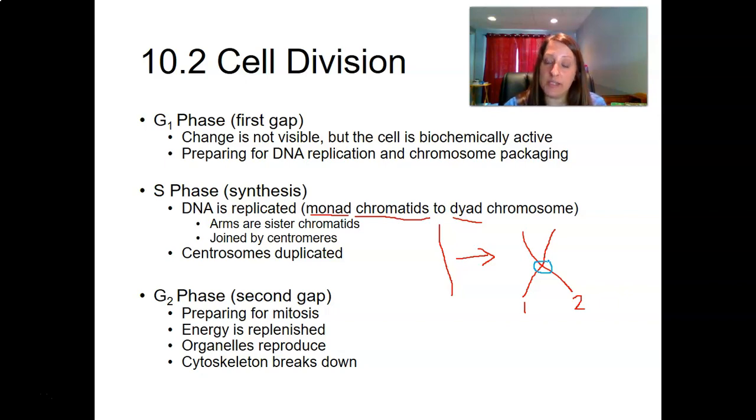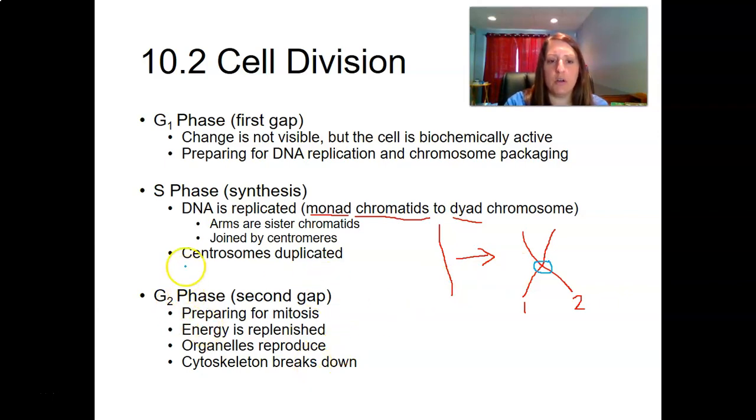So in human cells, we would go from 46 monad chromosomes, or we could say monad chromatids, that's the same thing, to 46 dyad chromosomes. Okay? What else happens during S phase?